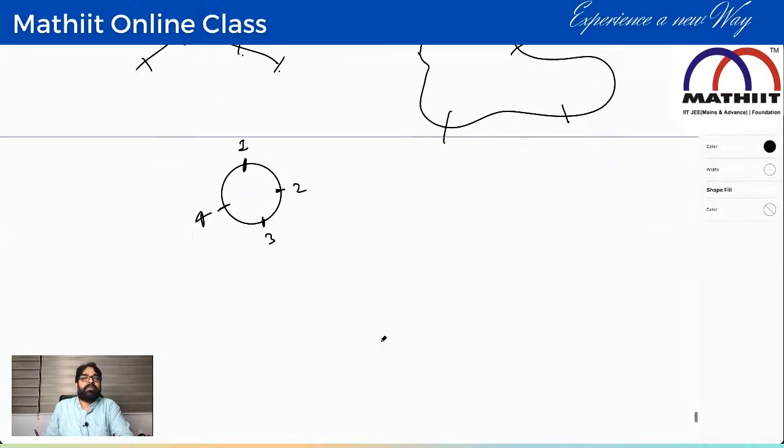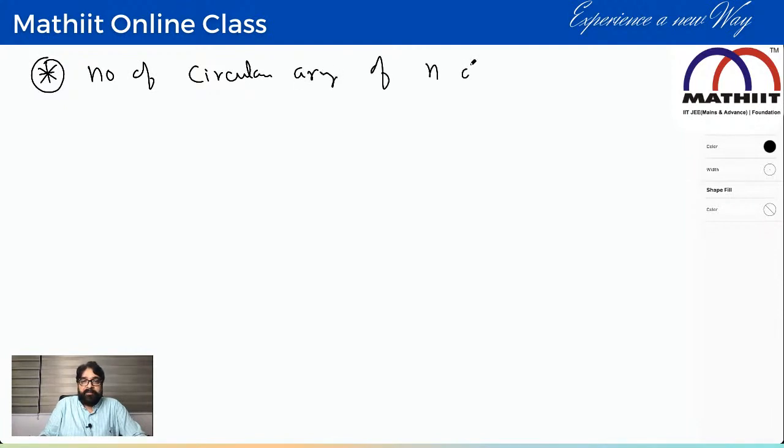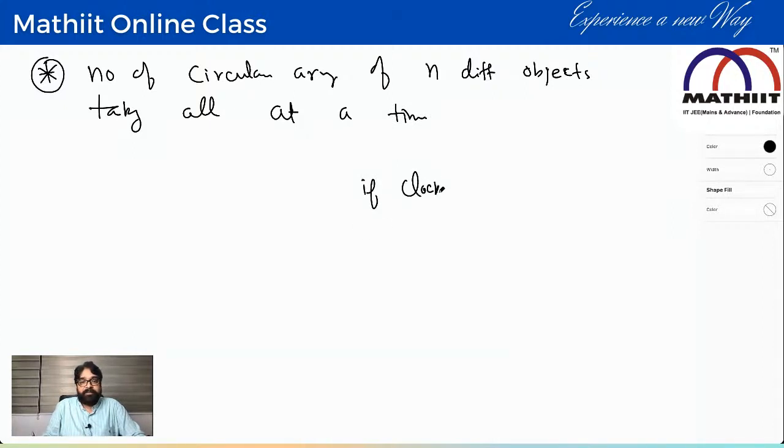And the calculation is very, very simple. So, write the points quickly. Number of circular arrangements of n different objects taking all at a time, if clockwise and anti-clockwise are different.